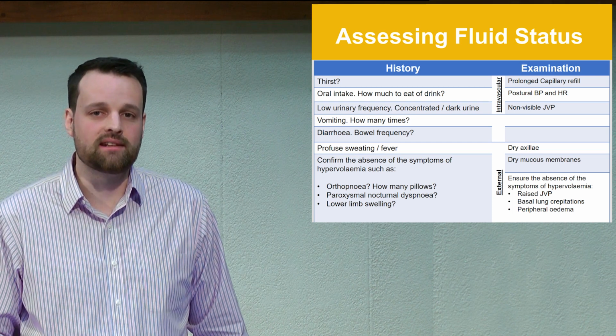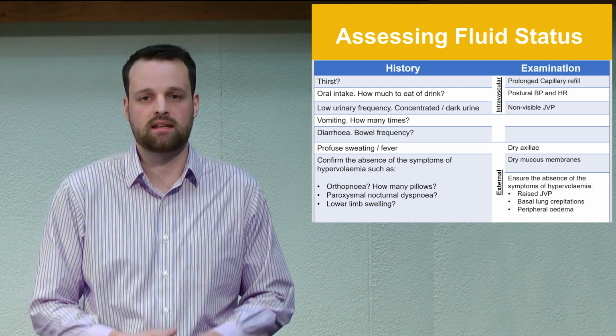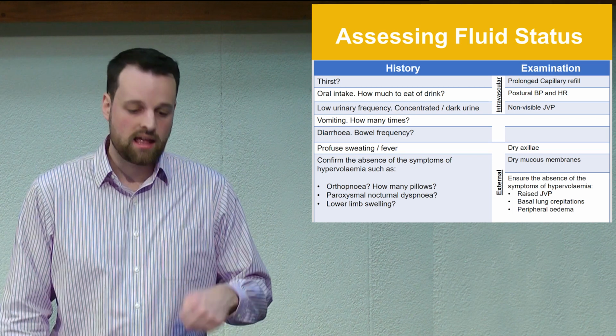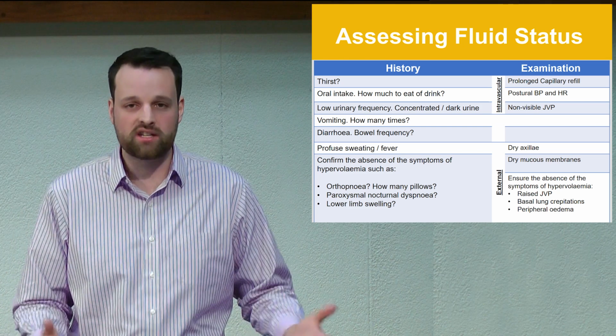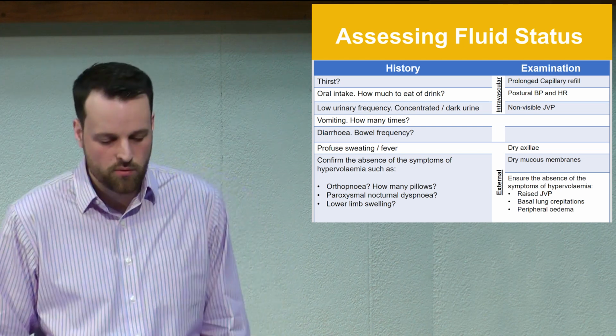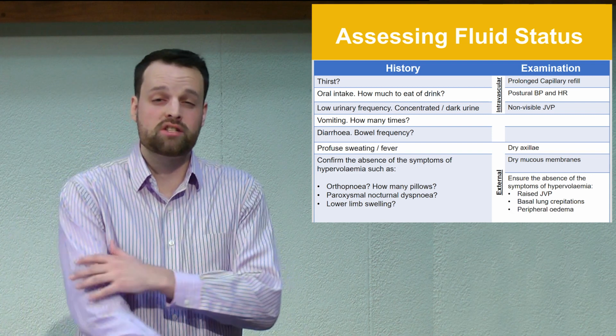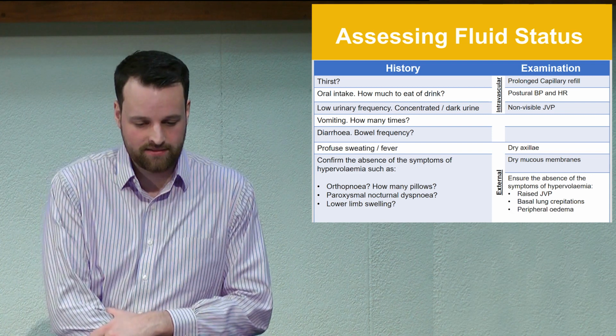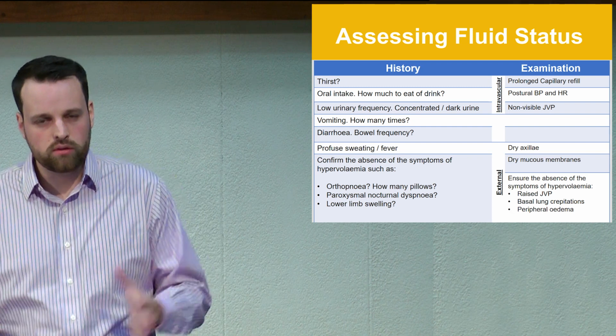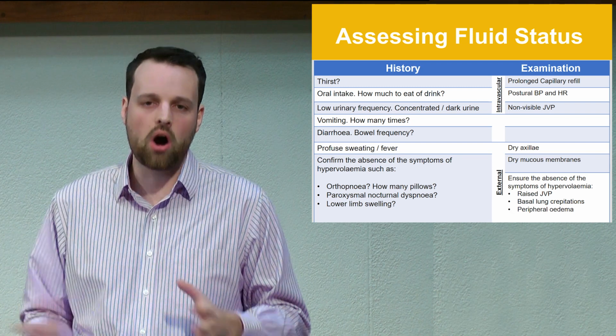Ask them if they're vomiting, and ask them how many times they've vomited and how many bowls they've filled up. If they've got diarrhoea, ask them the consistency of the diarrhoea and how many times they've opened their bowels. Ask them if they're feeling hot and sweaty. And then all of those symptoms are symptoms of someone that's hypovolemic.